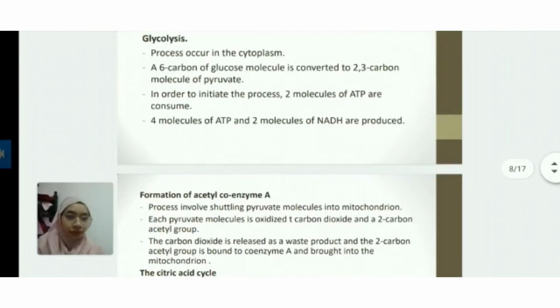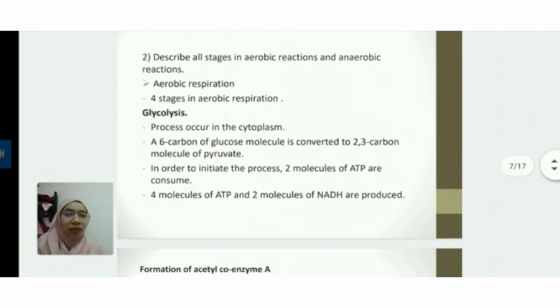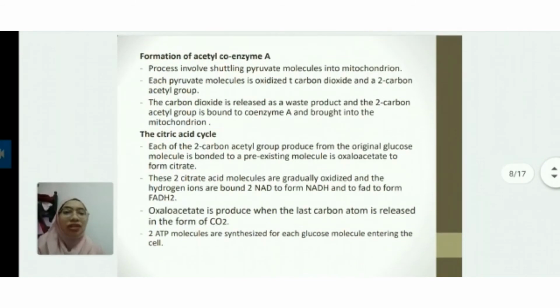Second stage is the formation of acetyl coenzyme A. The process involves shuttling pyruvate molecules into the mitochondrion. Each pyruvate molecule is oxidized into carbon dioxide and a 2-carbon acetyl group. The carbon dioxide is released as a waste product and the 2-carbon acetyl group is bound to coenzyme A and carried into the mitochondrion. Third stage is the citric acid cycle.